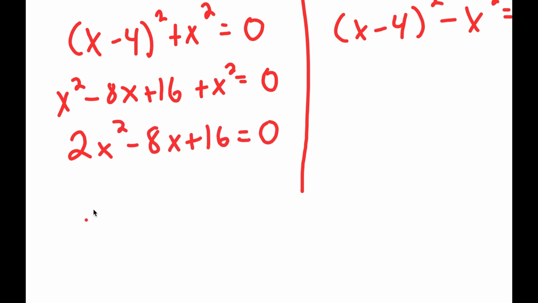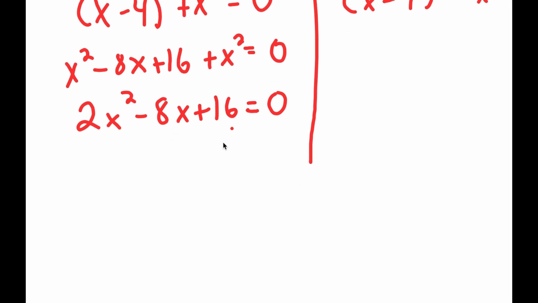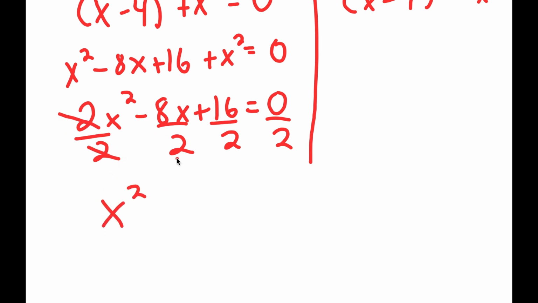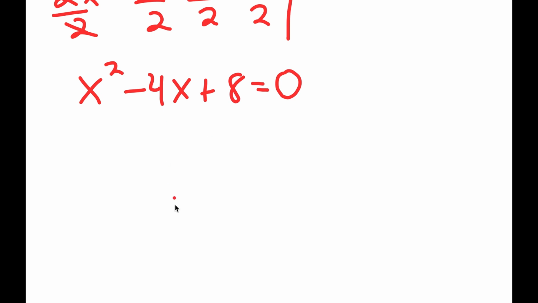to 0. Now we have a quadratic equation, and notice how all these terms have the greatest common factor of 2. So I can divide all these terms by 2. 2 divided by 2, these two cancel out, so I get x^2. Negative 8 divided by 2 is negative 4. And 16 divided by 2 is 8. So now I have x^2 − 4x + 8 is equal to 0.